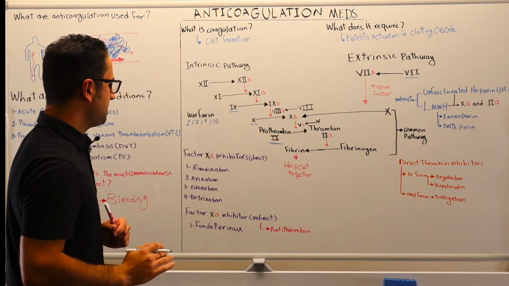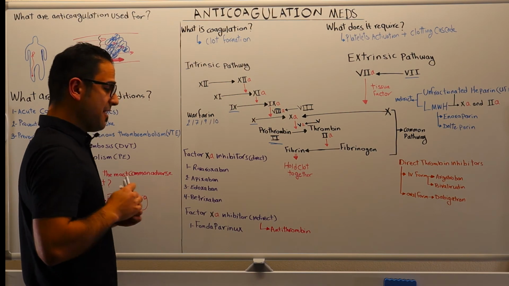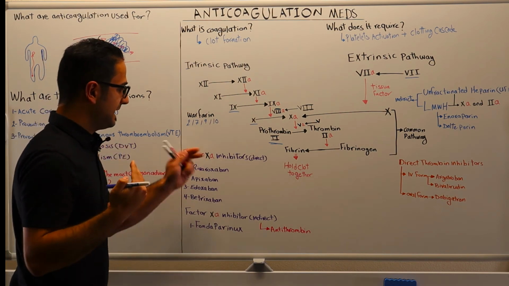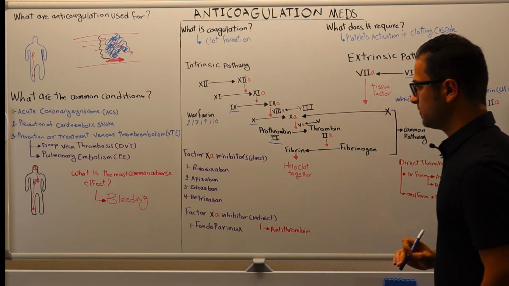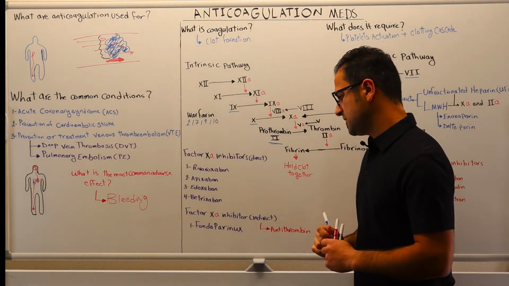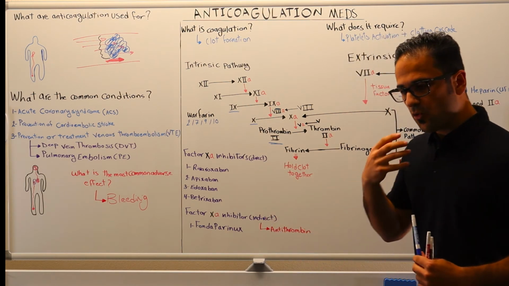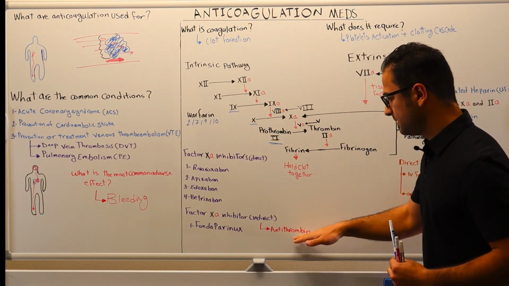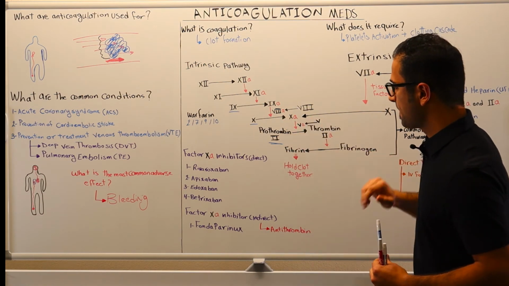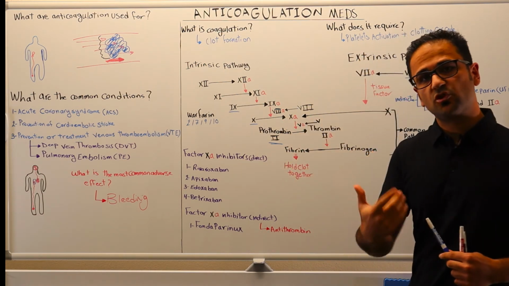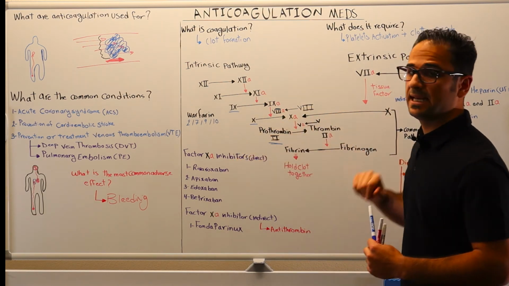Moving to the second type, factor Xa inhibitors. There are two types of factor Xa inhibitors: the direct one and the indirect one. The difference between the two is that the indirect one requires antithrombin in order to block factor 10A, whereas the direct one does not require antithrombin. It can just come in and inhibit 10A.